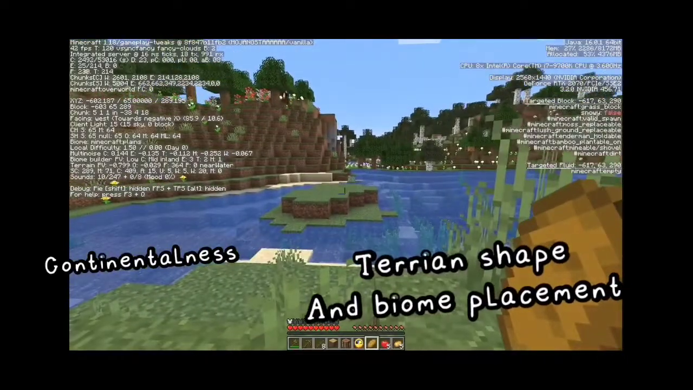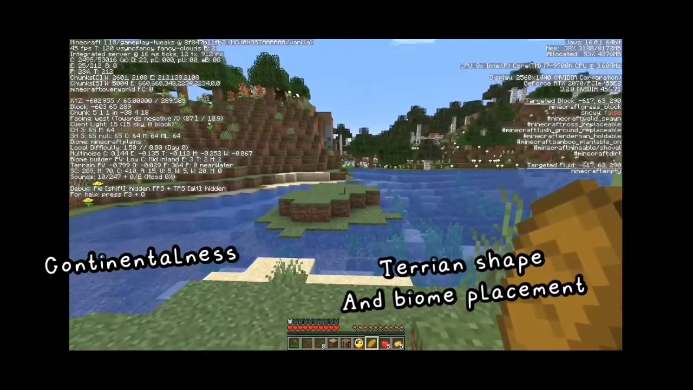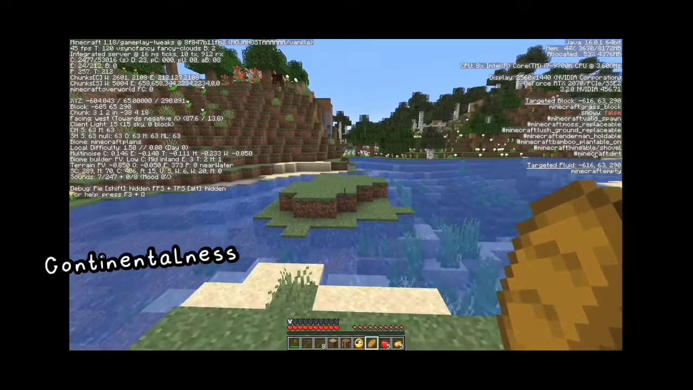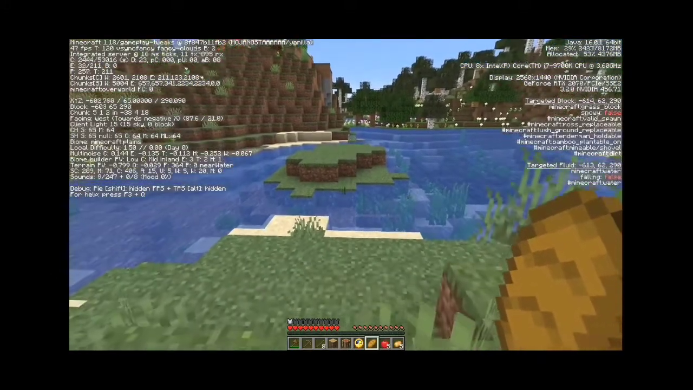So for example, continentalness actually works like what it sounds like. Like the further inland you go, that number goes up. Or more like its opposite. The higher that number is, the more we're going to generate inland terrain.